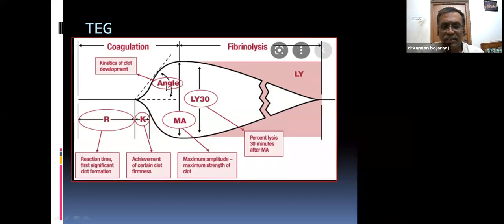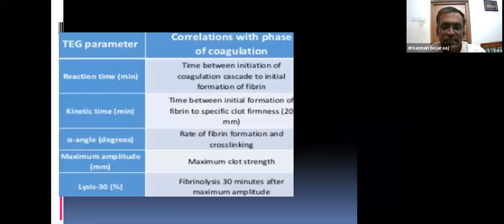The next component is the MA, the maximum amplitude, which denotes the strength of the clot, how strong the clot is. From this, the clot is formed, and the coagulation is over at this point by these procoagulants. Next, it will also assess clot lysis, which will occur due to fibrinolysis, after the 30 minutes. The percentage of lysis in 30 minutes after MA shows how far the fibrinolytic activity is going on. We are able to assess it.